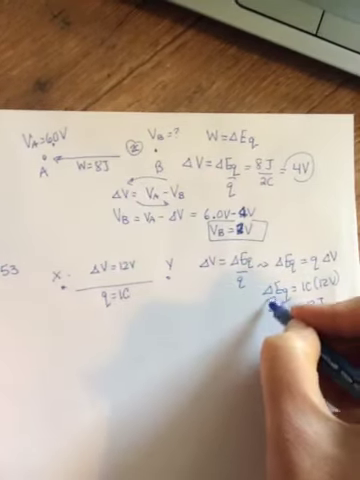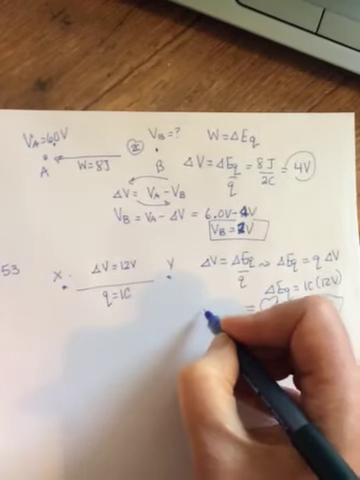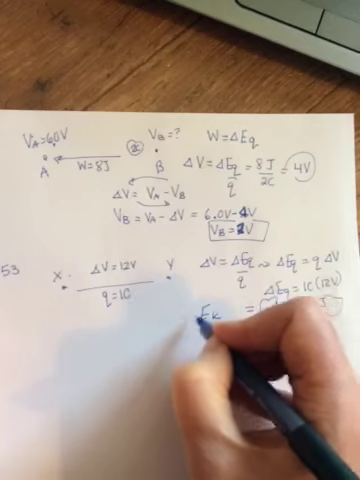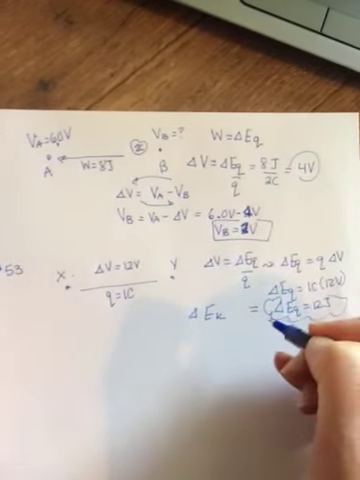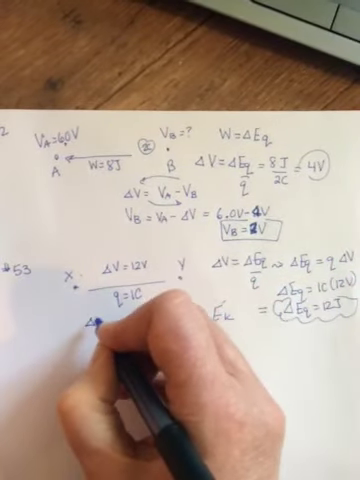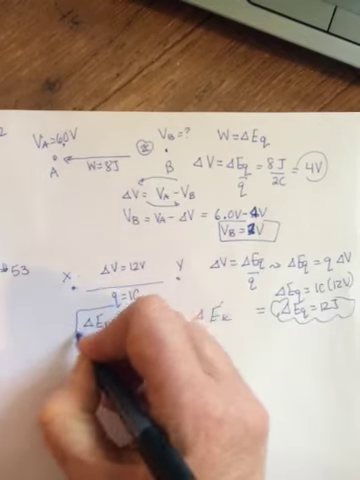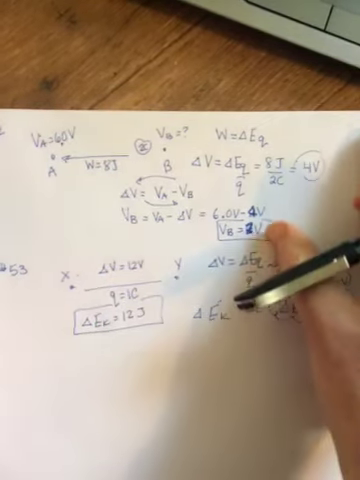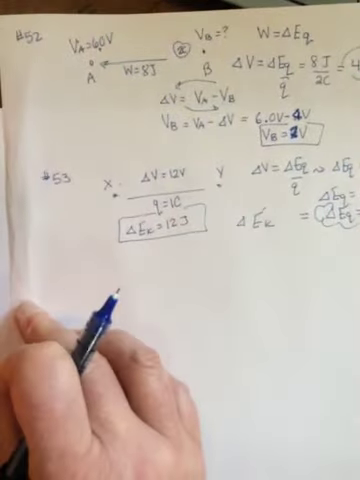And that change in electric potential energy has to go somewhere, and it goes to kinetic. So what it loses in electric potential energy as it moves, it gains in kinetic. Okay, and so what kinetic energy did it gain? 12 joules, because it lost 12 joules of electric potential energy, so it gained it in kinetic.